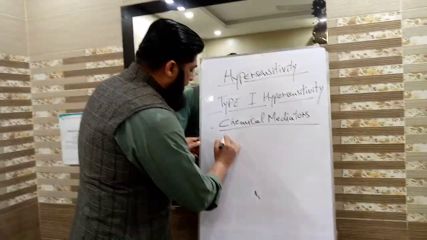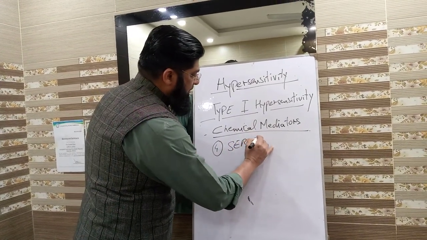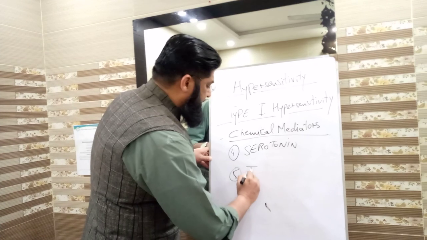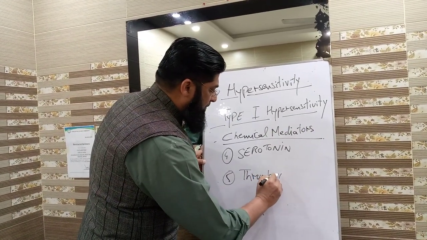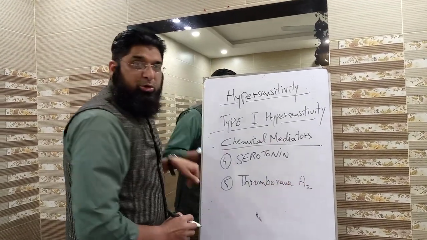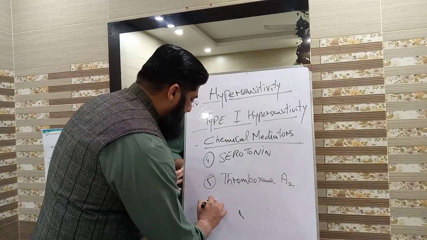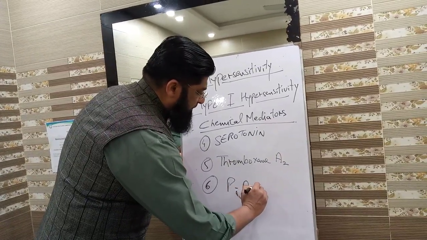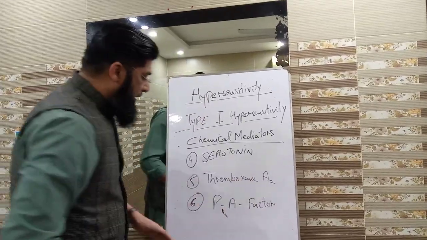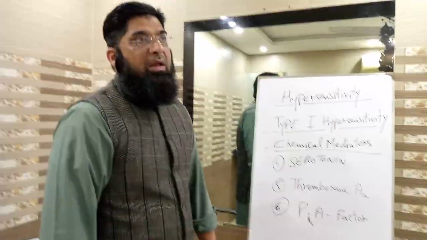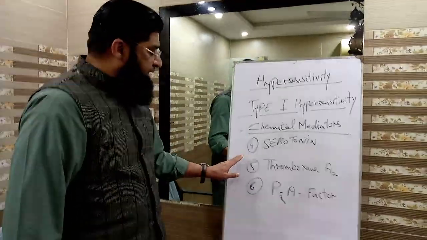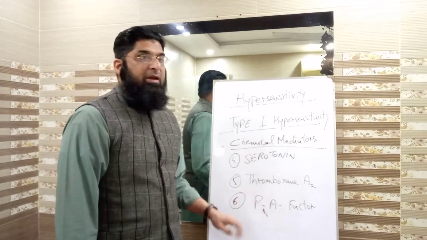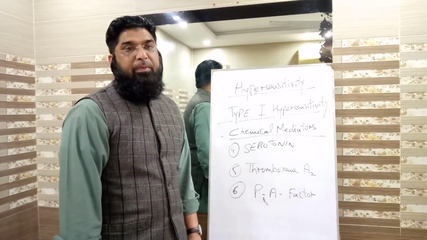Now number four chemical mediator, serotonin. Number five, thromboxane A2. Number six, platelet activating factor. Students, these are the six main chemical mediators of hypersensitivity.